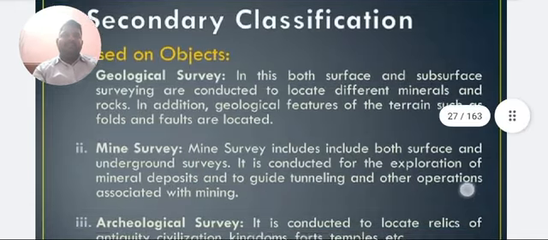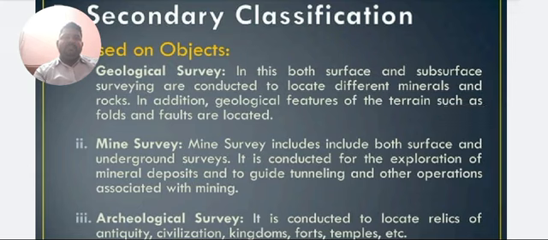Next one, based on the objects. First one is geological survey. In this, both surface and subsurface surveying are conducted to locate different minerals and rocks, and in addition, geological features of the terrain such as folds and faults are located.